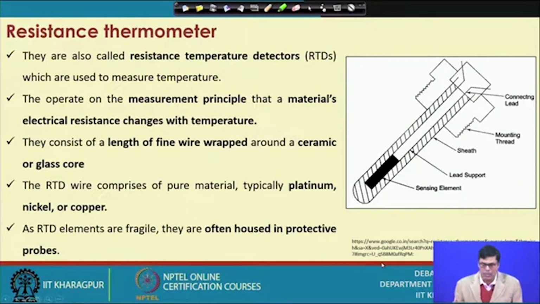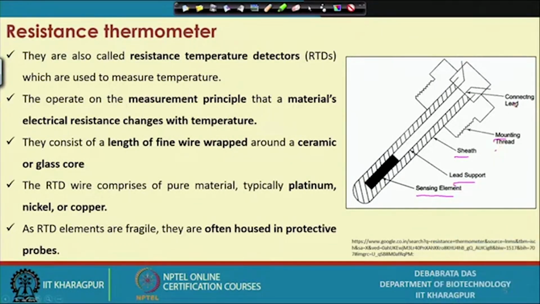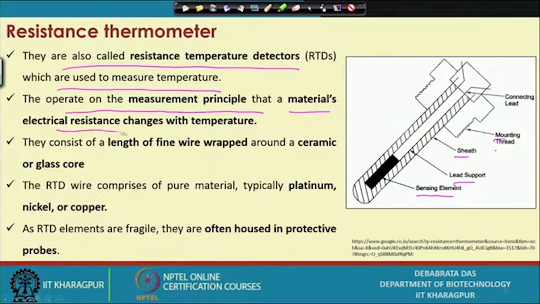Now this is how the resistance thermometer looks. This is the sensing element, and this is the lead support sheath and mounting thread and connecting lead. They are also called the resistance temperature detector, which is used to measure the temperature. They operate on the measurement principle that a material element's resistance changes with temperature. As I pointed out, the resistance changes with respect to the temperature that we measure.